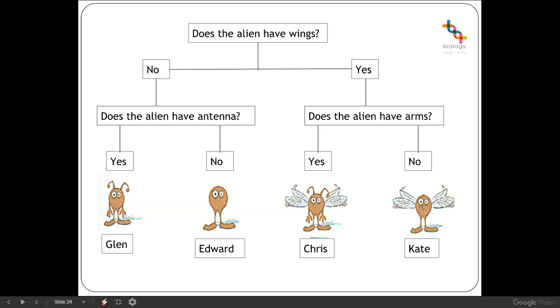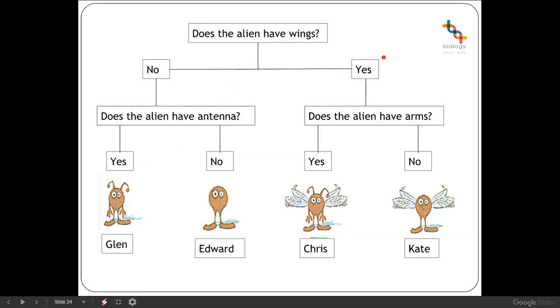So it would really have depended on where you put which question. So don't worry if you've got them in a slightly different order, as long as you have 2 main branches to your branching key, starting with one big question at the top and then separating out into 2 branches on either side. So as you can see, I started with, does the alien have wings? And if we went with no, then I decided to separate them by antenna. So does the alien have antenna? Yes, it's Glenn, and no, it's Edward.